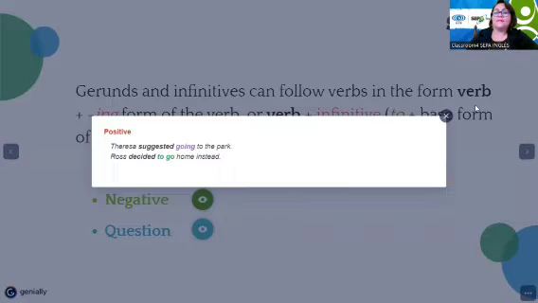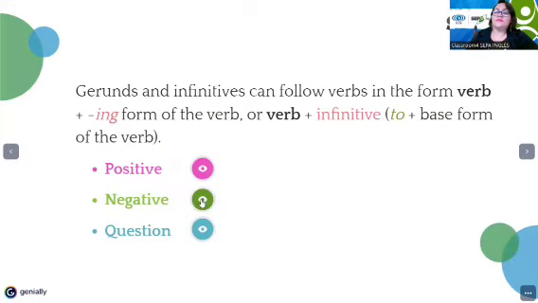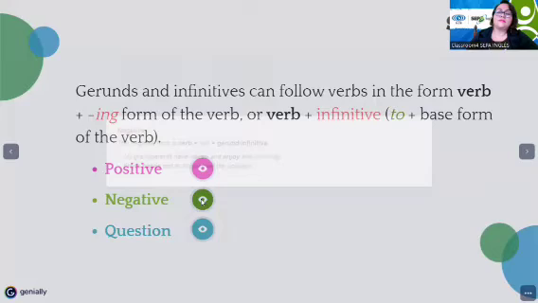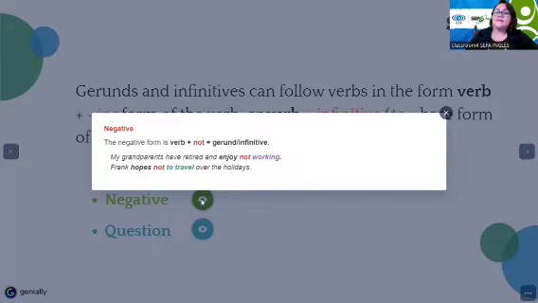Okay, and now let's move to the negative. The negative form is verb plus not plus gerund or infinitive. My grandparents have retired and enjoy not working. Frank hopes not to travel over the holidays. Let's repeat. The negative form is verb plus not plus gerund or infinitive. My grandparents have retired and enjoy not working. Frank hopes not to travel over the holidays.